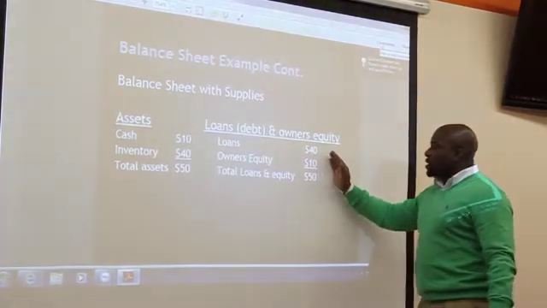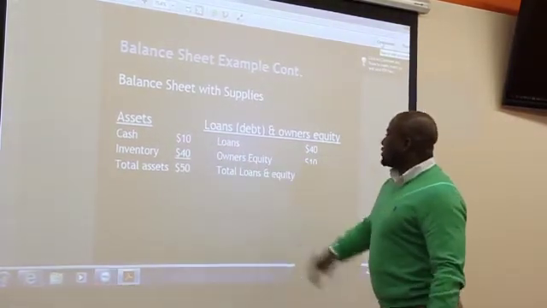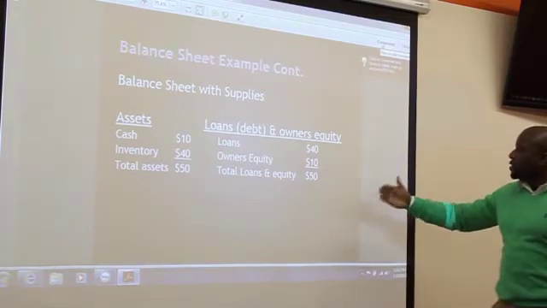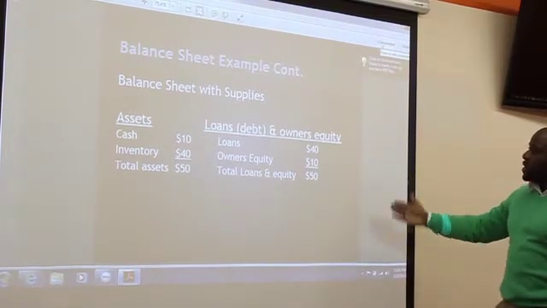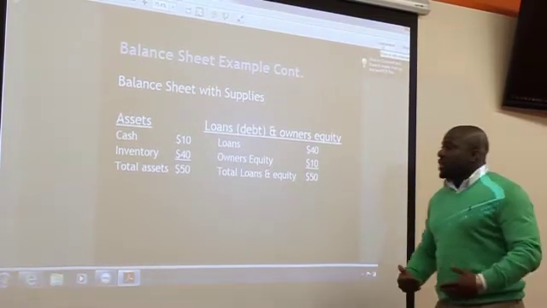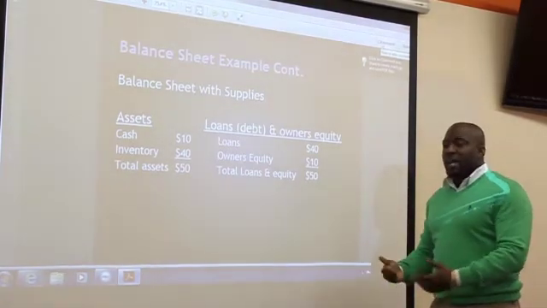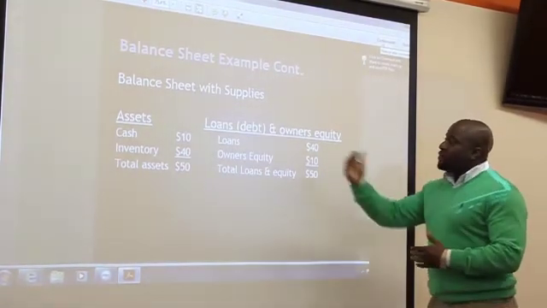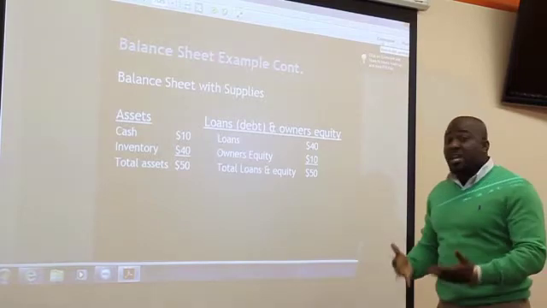Now, going over here, loans still pretty much stay the same. Loans $40, owner's equity $10, total loans and equity is $50. The only thing that changed was the amount of money that I spent on supplies, which became my inventory, $40, which I'm going to try to make money off of.